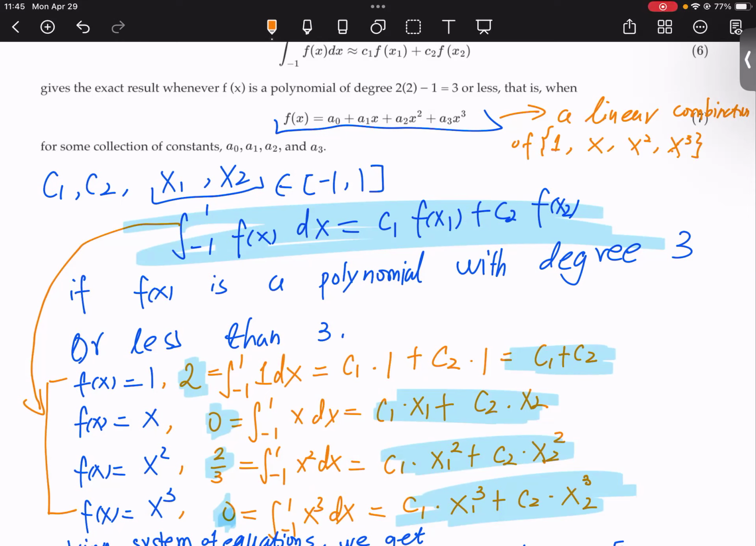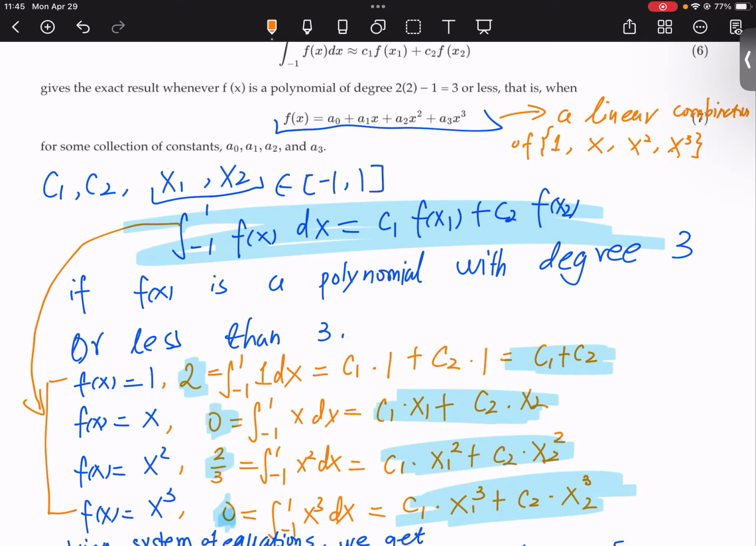And now we are going to do some plug in here for that quadrature rule. This is the quadrature rule, and we want to find C1, x1, C2, x2 such that this quadrature rule has the highest degree of precision. I'm going to plug in the first basis function, f(x) equals 1, then the second basis function, f(x) equals x, the third basis function, x squared, and then x cubed.